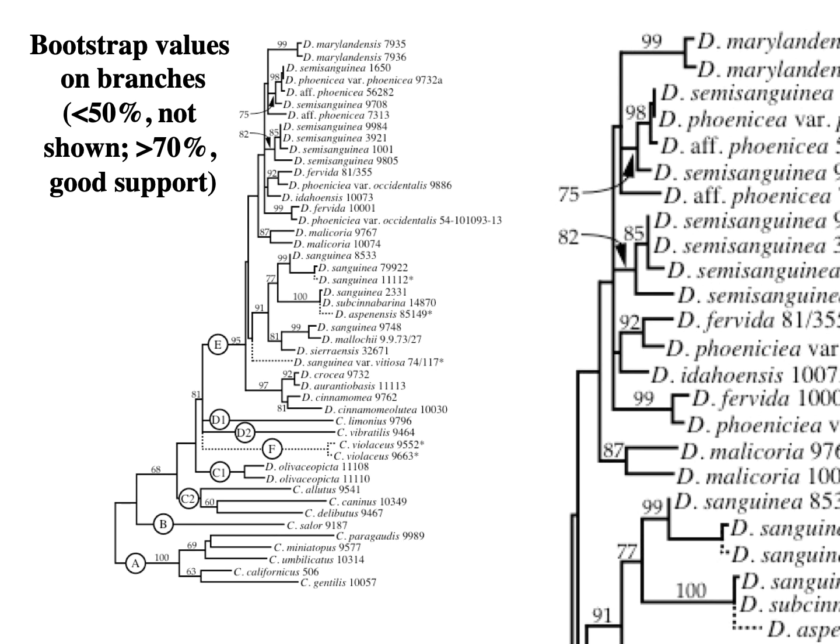So again, here's a close-up of that. So this top one is supported 99% of the time, 98%, 75%. So greater than 70% is considered good support, and less than 50% are not shown. So on some of these branches, those branches are not supported by more than 50% of the trees that were generated from this bootstrap analysis.